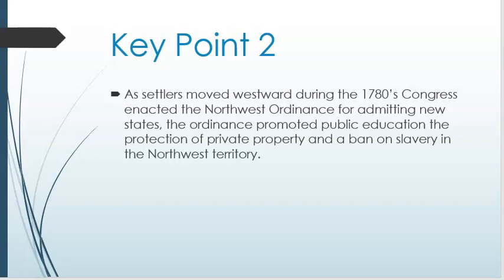As settlers moved westward during the 1780s, post-revolution, Congress enacted the Northwest Ordinance for admitting new states. The ordinance promoted public education, the protection of private property, and a ban on slavery in the Northwest Territory. This is super important. There's basically going to be a set of guidelines that 5 new states can use. 5 new states, yeah, we got them. But slavery is banned in all 5 states.